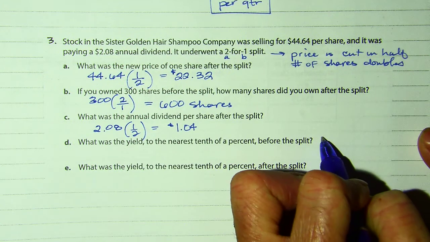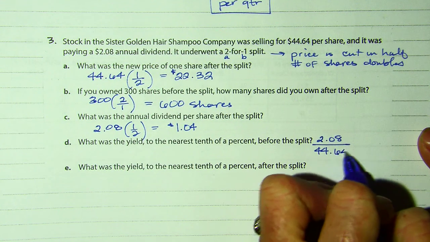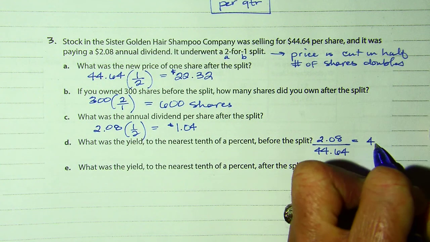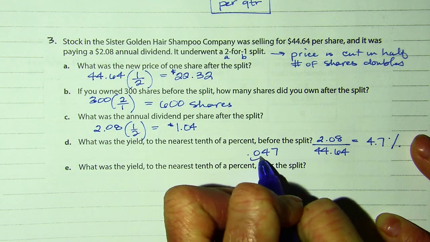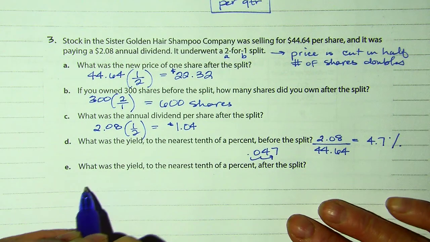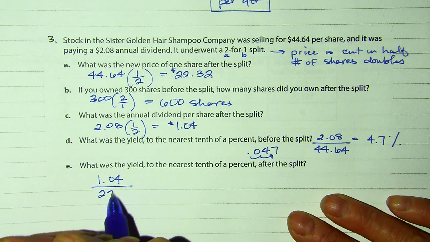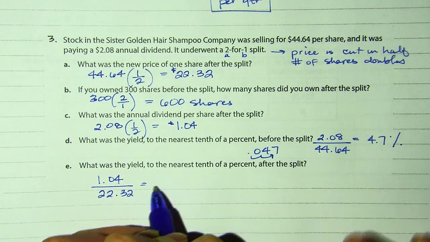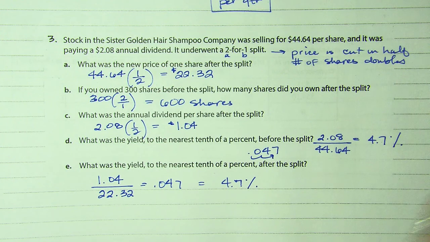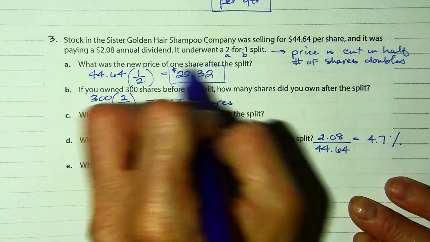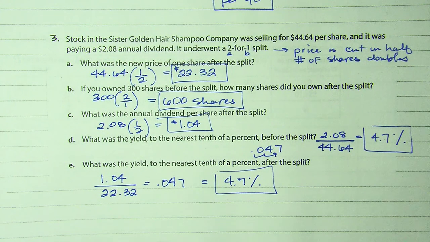What was the yield before the split? Well, the yield before the split would be $2.08 divided by what she purchased it for. And that gives me 4.7%, because I moved the decimal 2 places. It was 0.047, but I move it 2 places. What was the yield to the nearest percent after the split? Well, $1.04 divided by 22.32 gives us the same percent of 4.7%. So those are the answers for part A, B, C, D, and E. The yield should be the same.